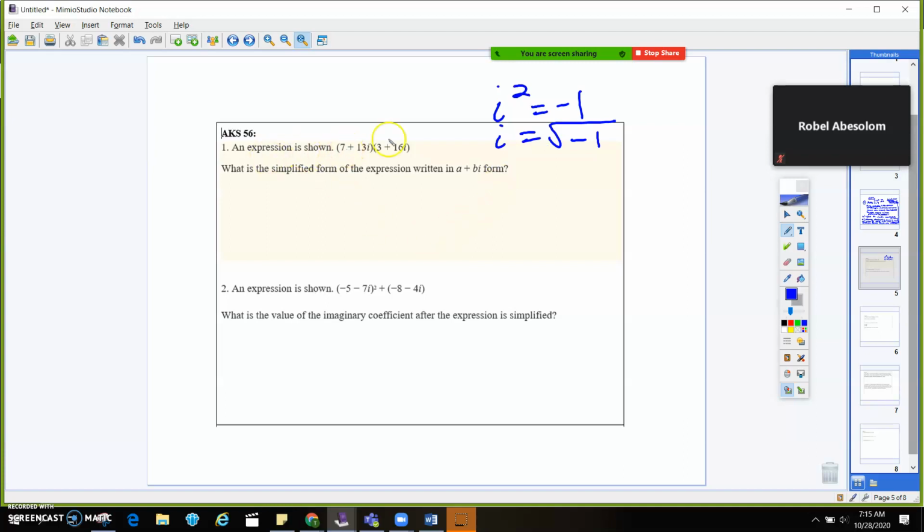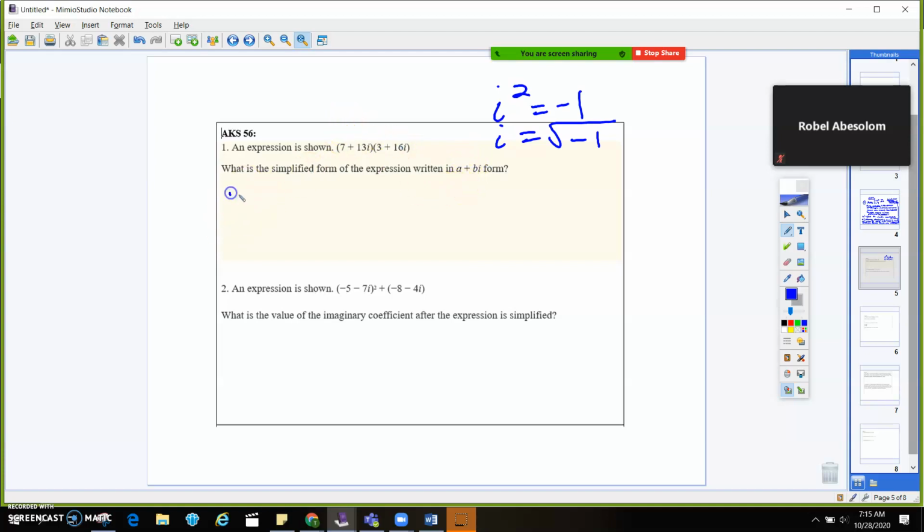So on this one, you're multiplying complex numbers. Complex means you have a real part and an imaginary part. You're not just having the imaginary part. So this asks, what's the simplified form of the expression written in a plus bi form? Remember, that's your standard form. You want to make sure that you write it out that way.